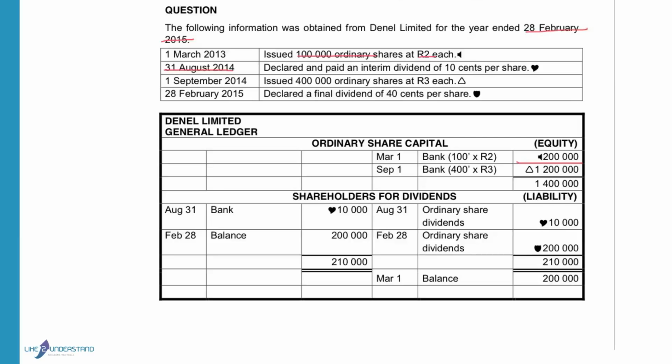Now, if we look at our ordinary share capital account, the only shares that we have at this stage is that 100,000 that was sold at R2 each in the previous financial year. So I will have to work out the dividend on this capital that was obtained in the previous years. They declare a dividend of 10 cents per share.